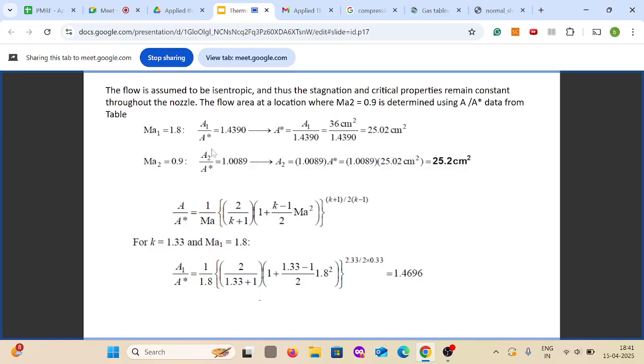Next, we know the area ratio between the area where Mach number is 0.9 and the throat area. So we can find out the area to be 1.0089 times the throat area. It comes out to be 25.2 centimeter square. So that is the area where the Mach number is 0.9.